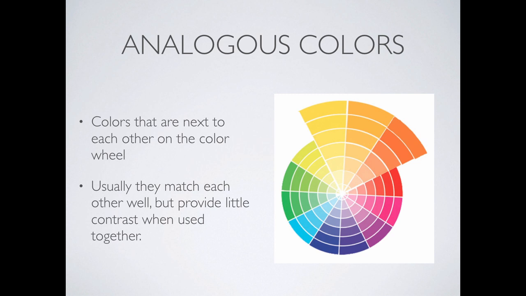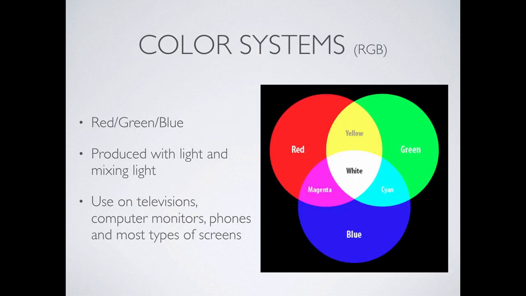Analogous colors are groups of colors that are similar on the color wheel. They're subtle variations in colors. When I talked about the logos last class, I was showing you that that was one of the logo trends, these analogous colors, several colors similar to each other, positioned next to each other. And so they match well, but they don't provide a lot of highlight. They go together well. That's the nature of an analogous set of colors.